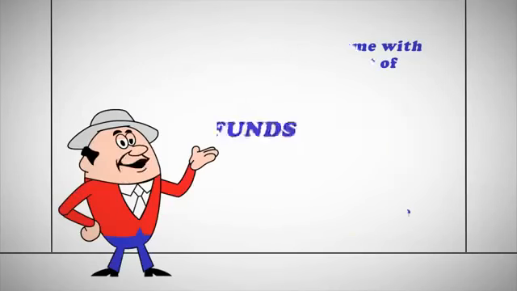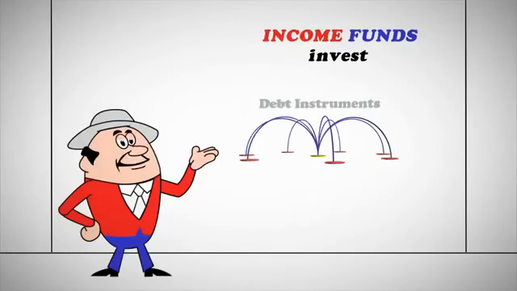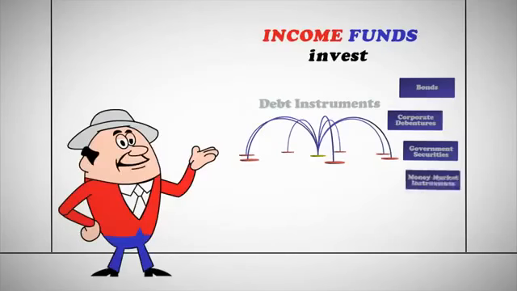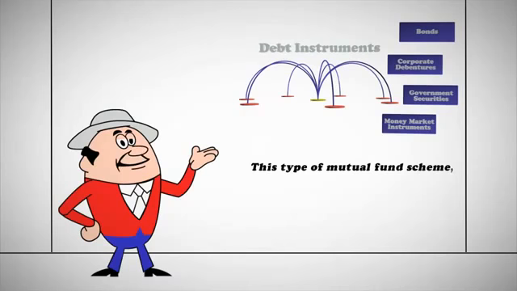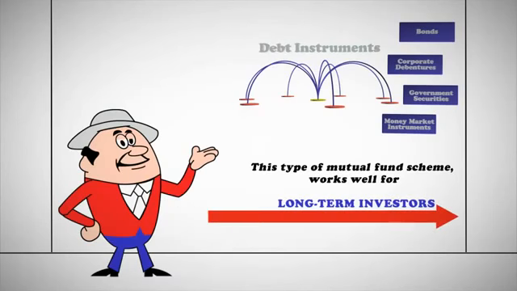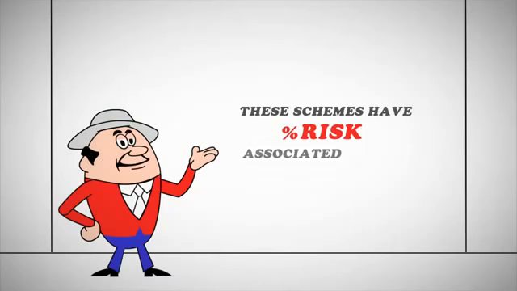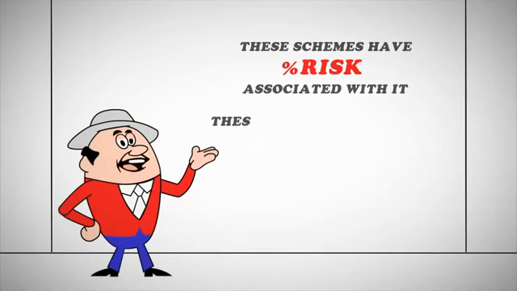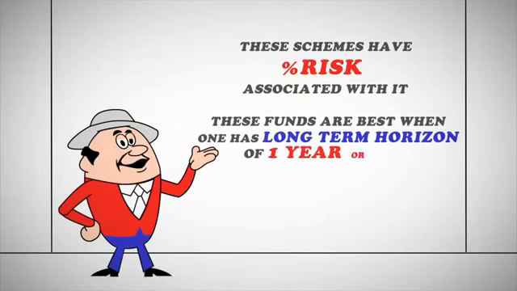Income funds invest a major portion in various debt instruments such as bonds, corporate debentures, government securities, and money market instruments. This type of mutual fund scheme works well for long-term investors who have a higher risk-taking appetite. These schemes have interest rate risk associated with it. These funds are best when one has a long-term horizon of 1 year or more.